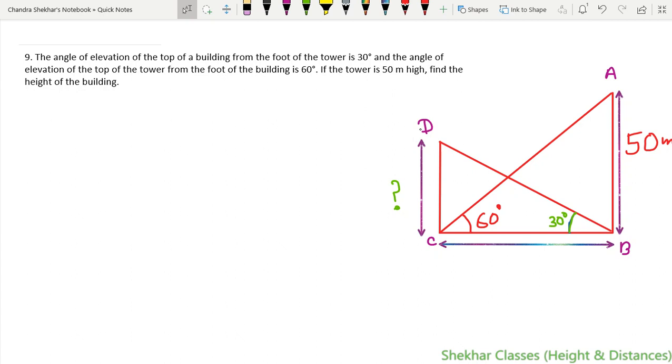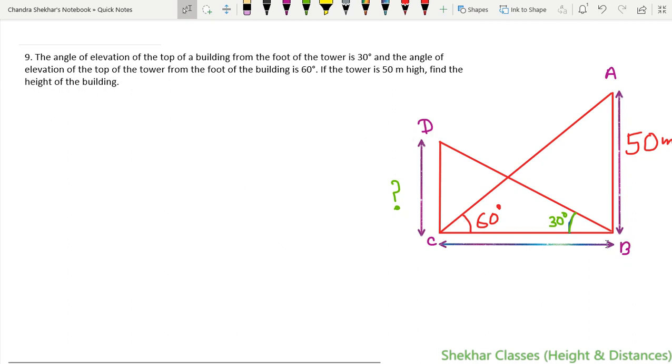So I have drawn the building here and the tower. AB in this case is the tower. Obviously the tower should be higher than the building. So AB is the tower and DC is the building here. From the foot of the building, that is C, to the top of the tower, which is A, it makes an angle of 60 degrees. This is an angle of elevation.